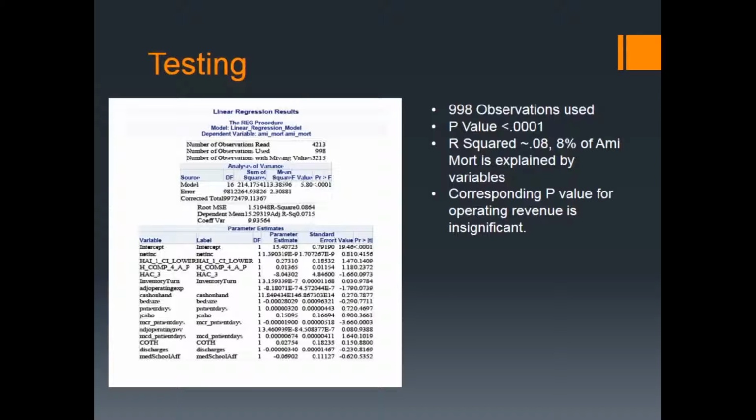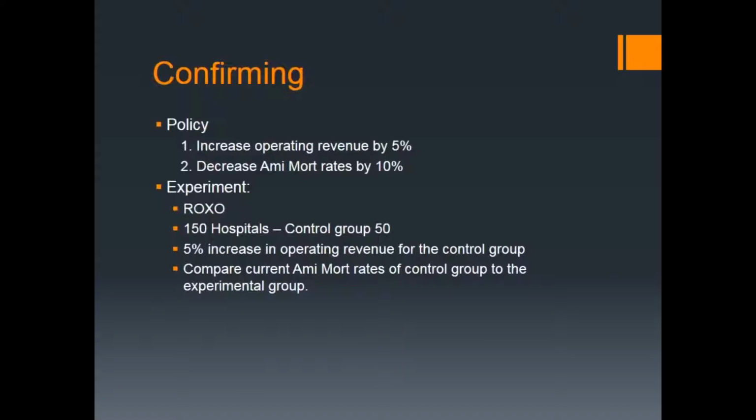HAC3, HAC4AP, HAI-C1 lower, and AMI-MORT will be measured to see if any significant increase, a p-value of less than 0.05 in quality, has been made due to an increase in operating revenue. These findings will then be analyzed and presented to the committee responsible for implementation.